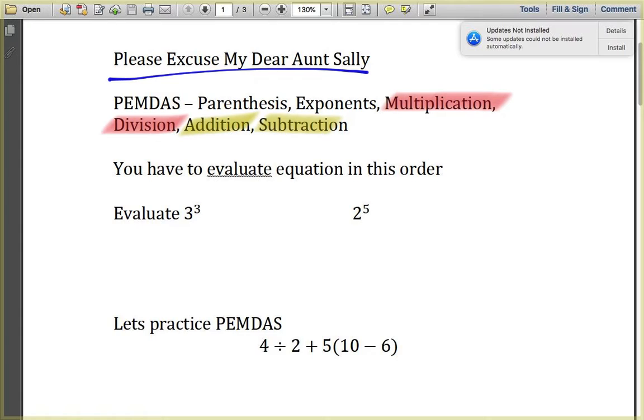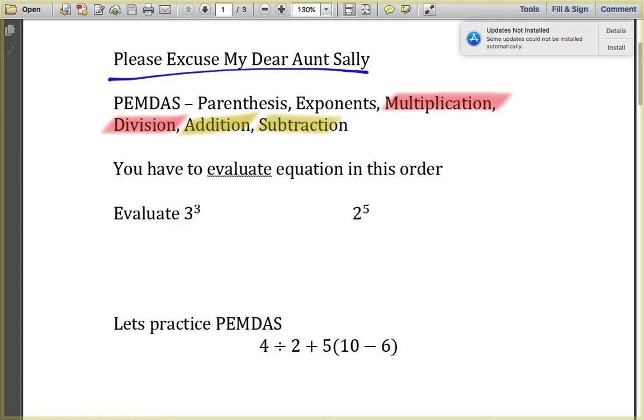Then after you're done with all of those, and once again you do all your parentheses, all your exponents, all your multiplication and division, then you do all your addition and subtraction, which should get you to the end of your problem. If not, you skipped a step and you should start back over. So first off, we're going to make sure you know how to do powers.